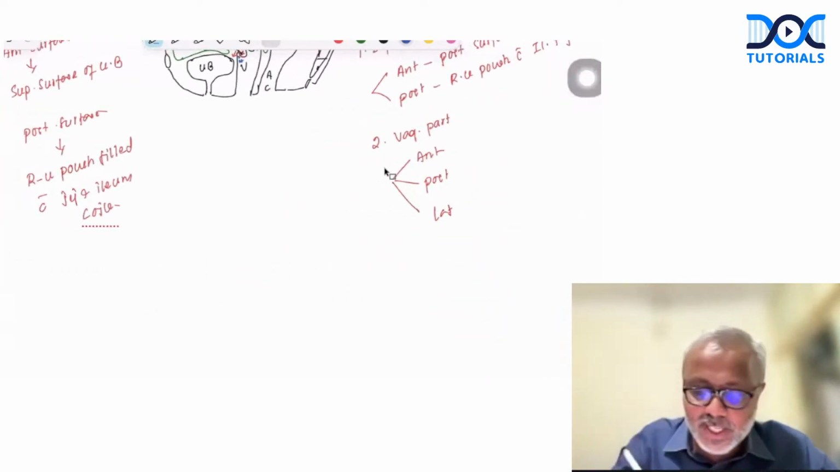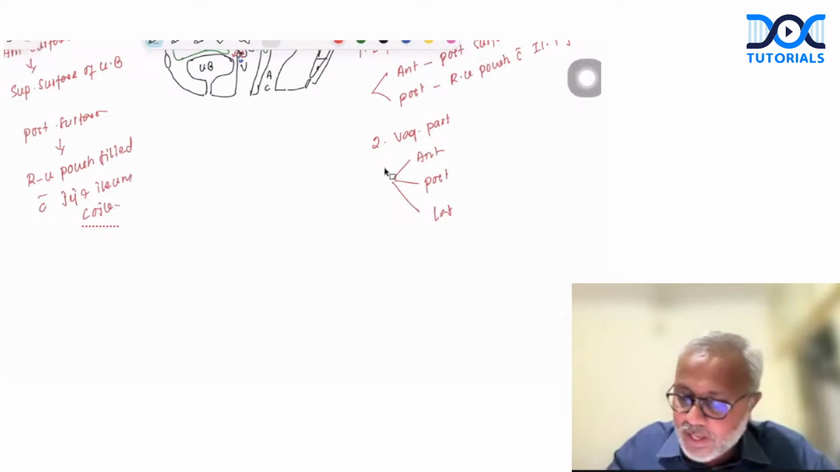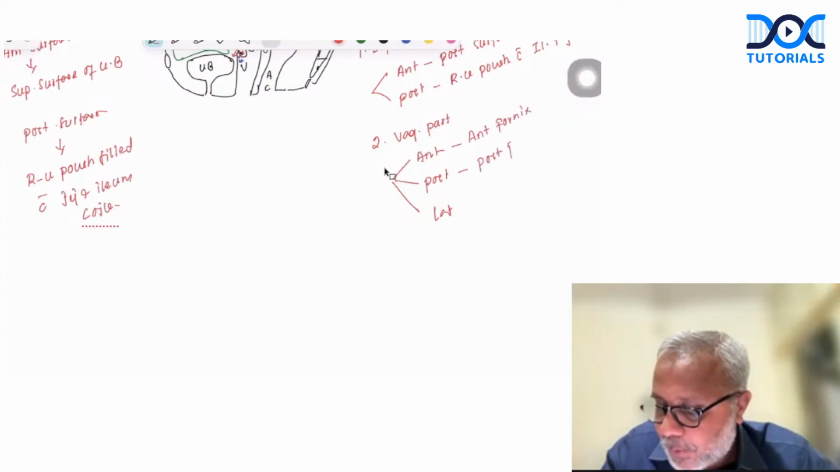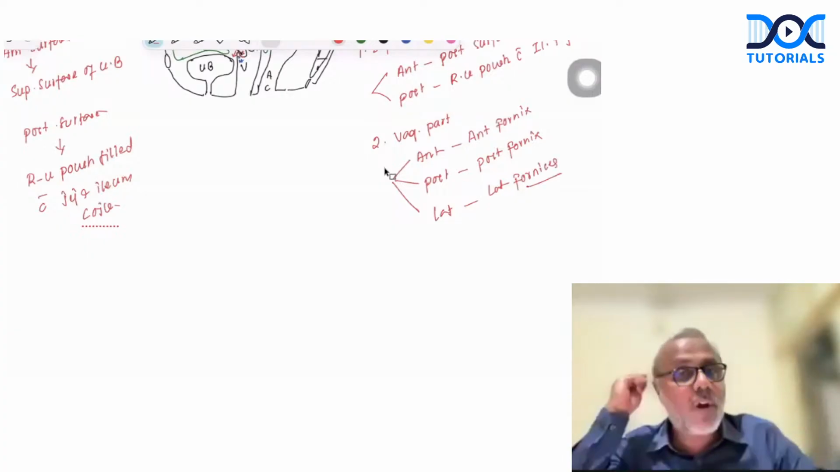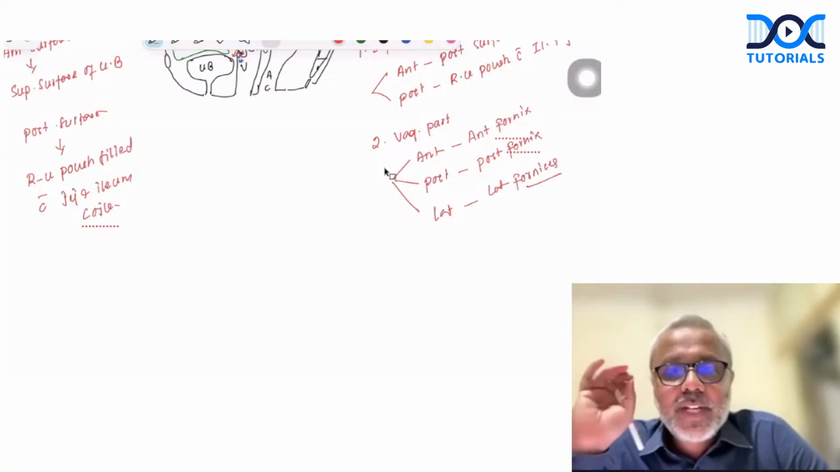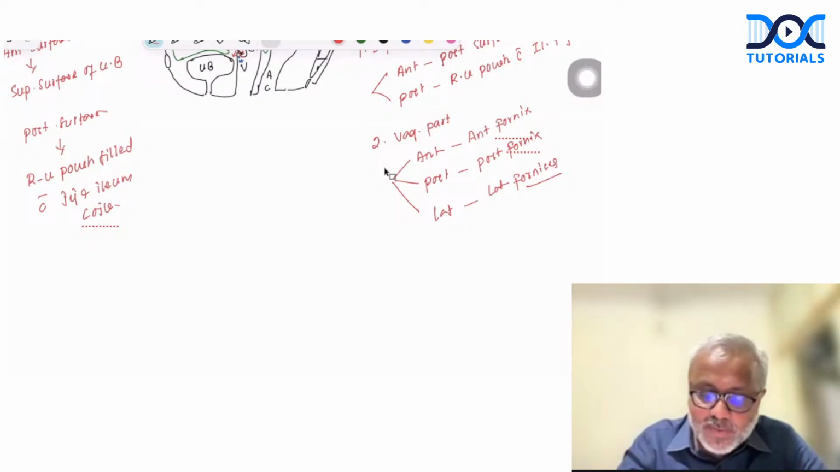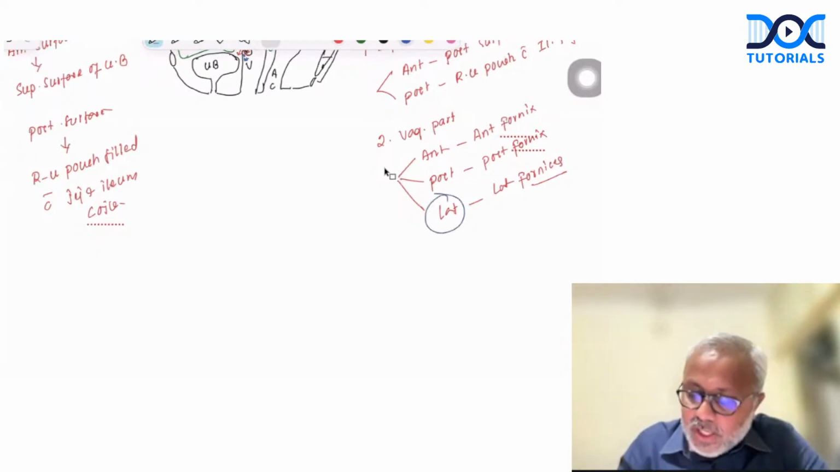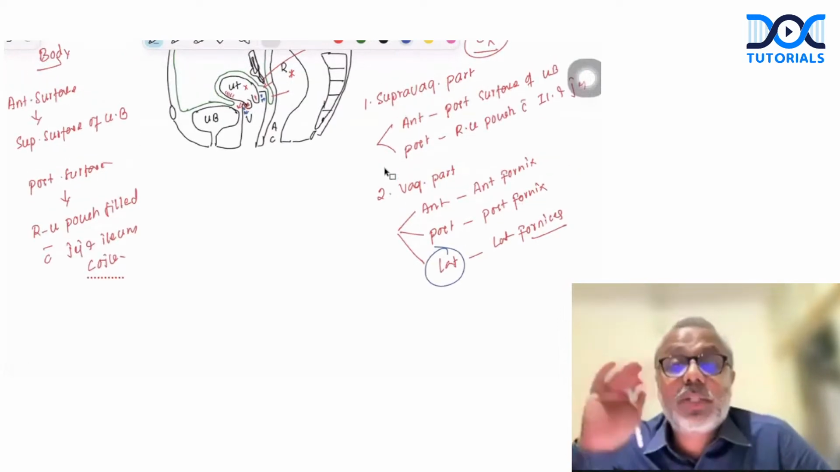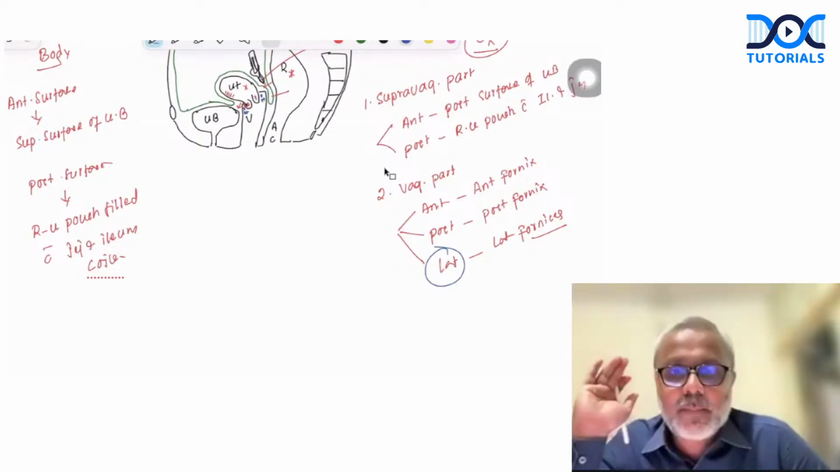So what is the vaginal part of the cervix related to? If we go on writing, anterior, we have the anterior fornix. Posterior, we have the posterior fornix. And laterally, we have lateral fornices, which means there are two on either side. Are we clear? This is how we should mention the relations. Now, your question will be, why did I write lateral relation only for the vaginal part of the cervix? Why I did not talk about the body or the supravaginal part?